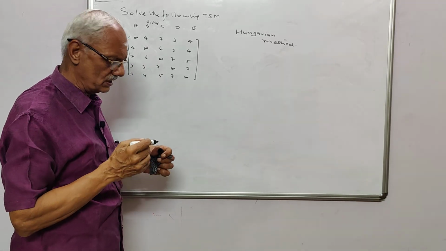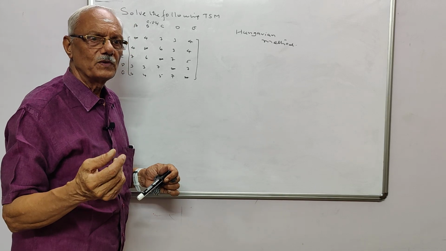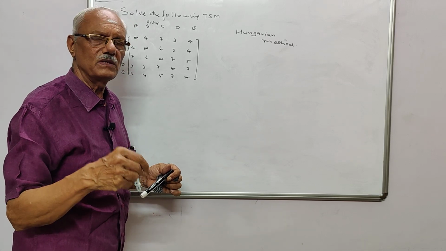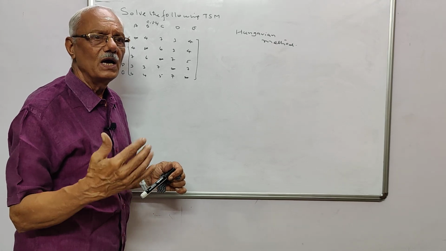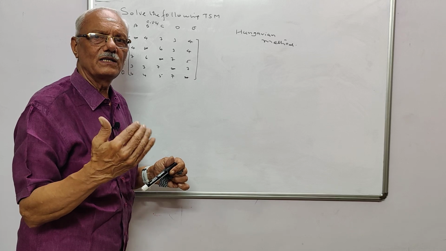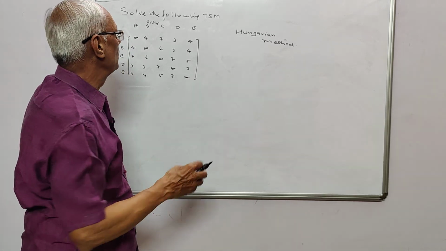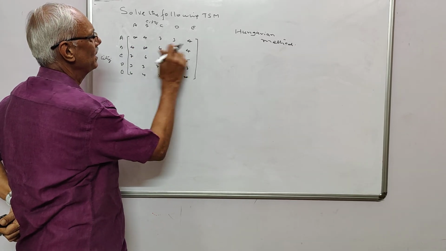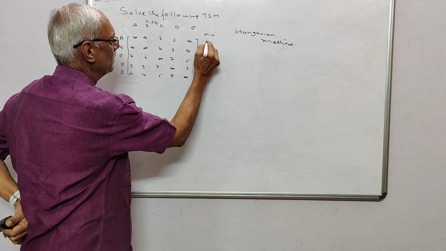Now what is the first step? I'll repeat again and again, so the students who are watching for the first time will also learn by just watching this video, and it may not be necessary for you to go to the other videos, the other classes that I have handled. Okay, now you see what is the minimum here? Here the row minimum is 3.